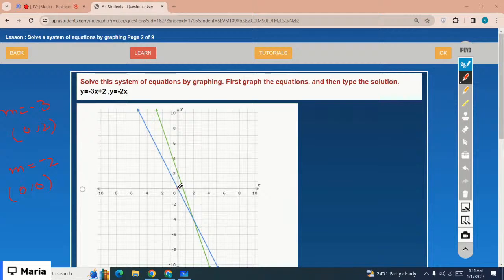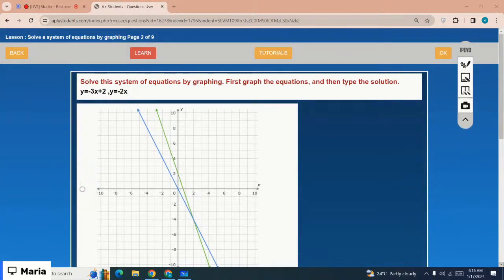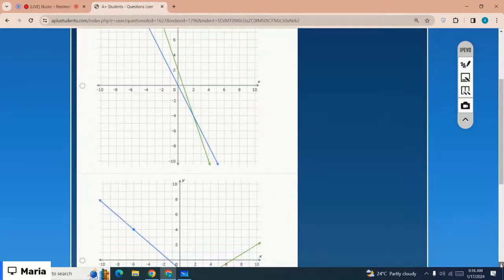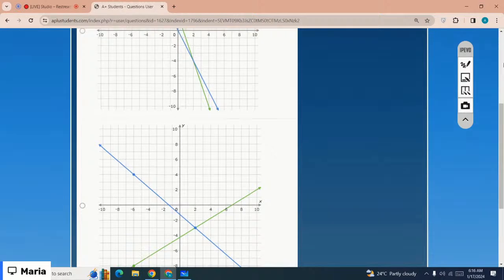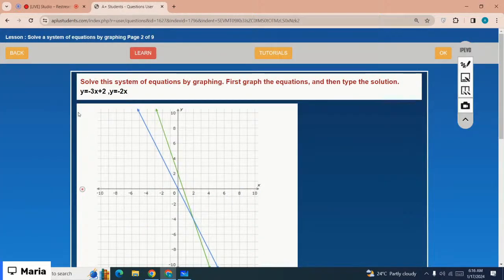This must be the solution because one of the lines must be passing through the origin. So this is the solution. Got it? Let me see the second one. Because for the second equation, the y-intercept is 0. So the line here, you can see no line is passing through the origin, right? So this isn't the correct option. This one is the correct option because for the second equation, the y-intercept is 0, 0.